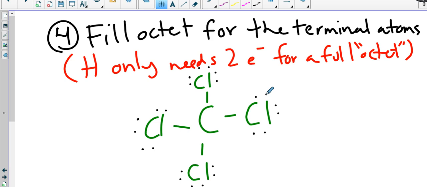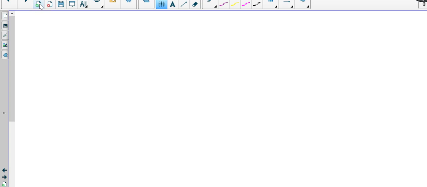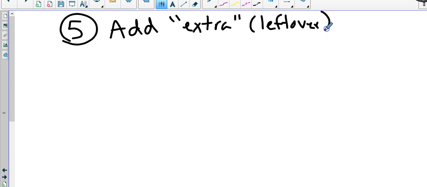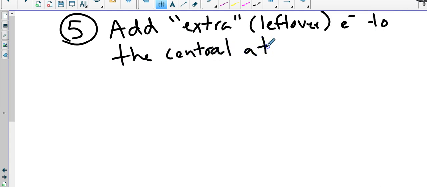The next thing to do, there's 3 more steps that you should write down for the more difficult ones. The 5th step is to add extra, or leftover, electrons to the central atom. And we'll do one like this in a second.